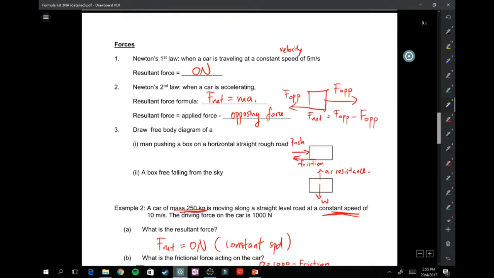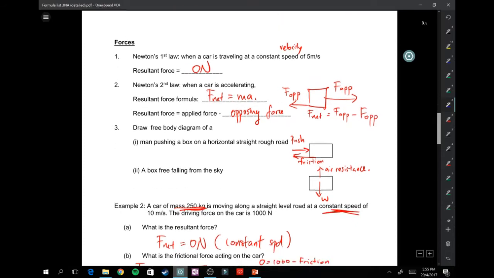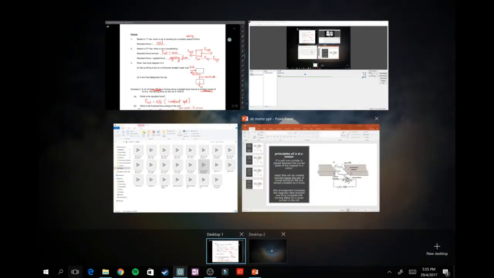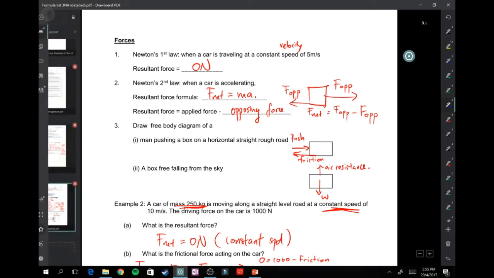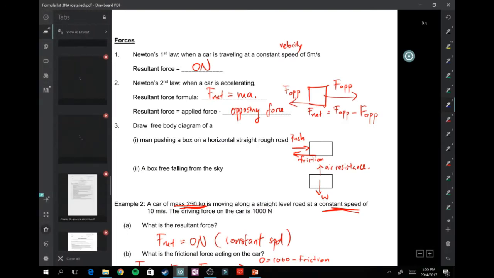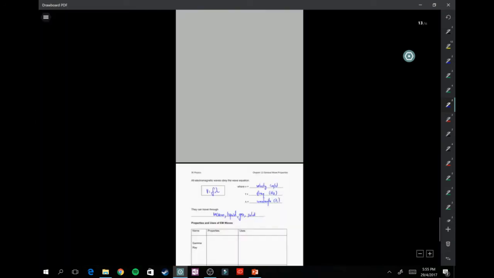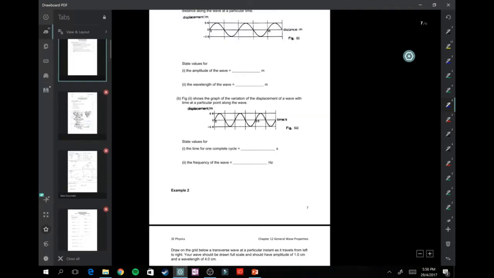Now for force, I would like to make a very clear distinction between speed and acceleration at this point of time. So let me just open up a blank sheet. Give me a second. I think this will do. Hold on. Here, and this will do.